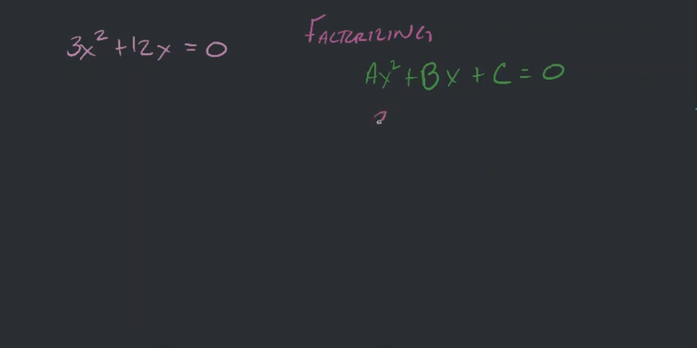Here we have something that in the background is really 3x squared plus 12x plus 0 equals 0. So the previous one we didn't have a b term, this one we don't have a c term. Each one requires a unique method of factorizing. So for this one, what are we going to do? Well, this is actually a similar factorizing as we would do if we had just a linear expression.